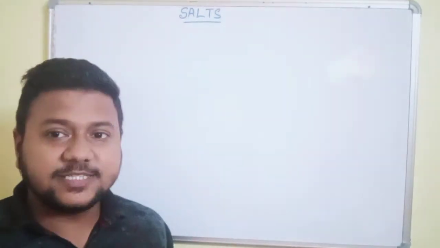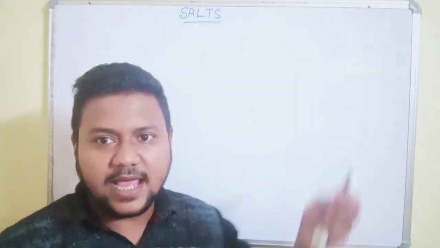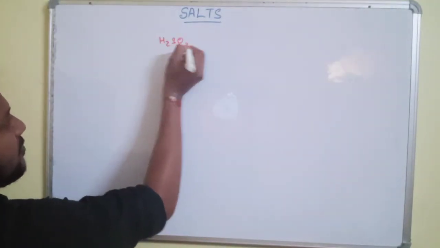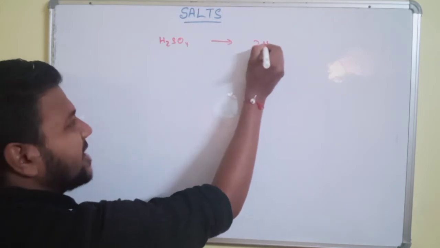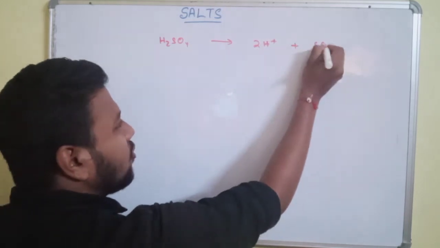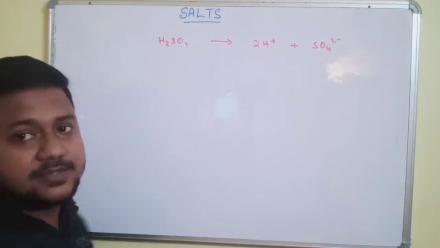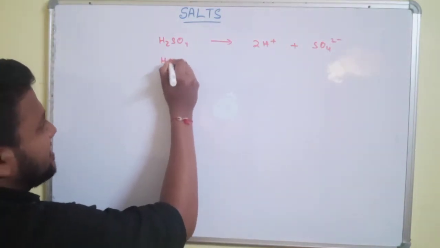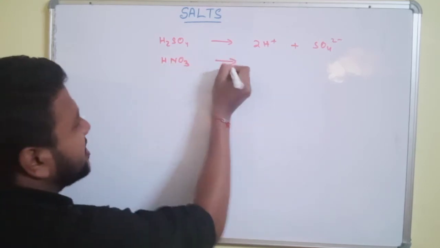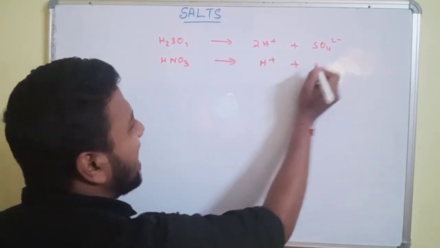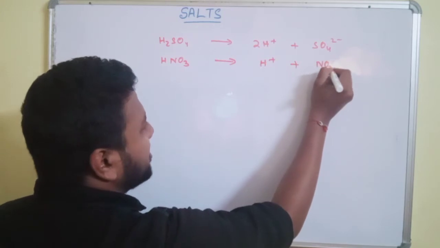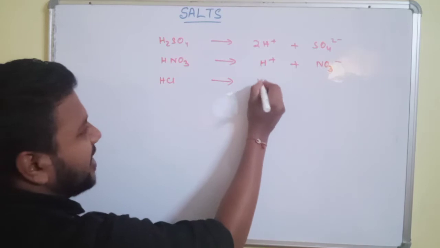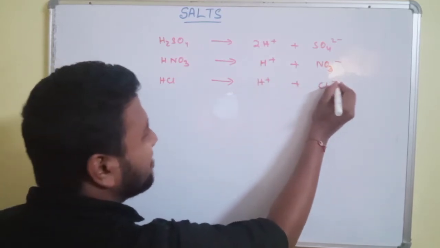Now let us take the several acids and see what ions are dissociated. We are taking H2SO4, and we know it dissociates into two H+ ions and SO4 2- ions. If we take nitric acid, HNO3, it dissociates into H+ ions and NO3- ions. If we take HCl, it dissociates into H+ and Cl-.